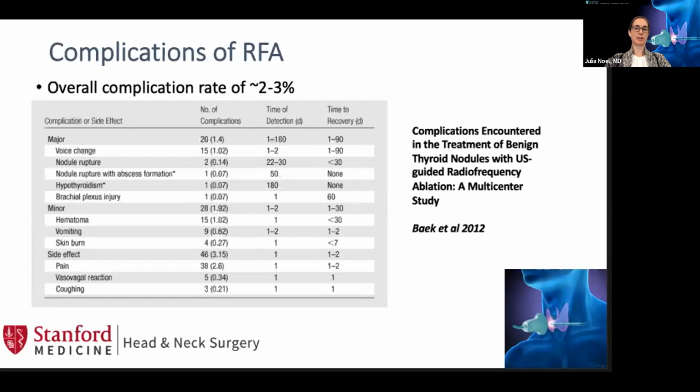Hematoma and skin burn can be mitigated by always paying attention to where the tip of the needle is, making sure to avoid large vessels or being too close to the skin. Coughing is another side effect over which we have some control, and often just means the trachea is getting a little bit too much heat, so the power can be reduced or you can just move to another location within the gland.